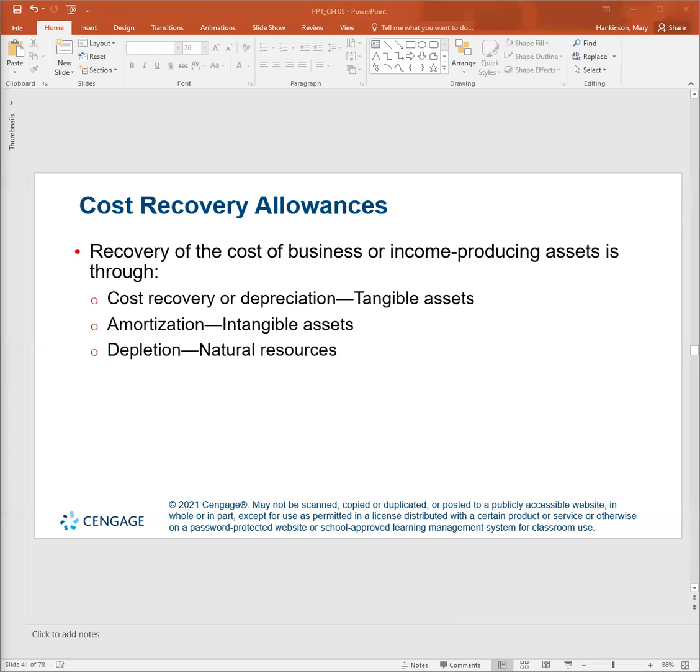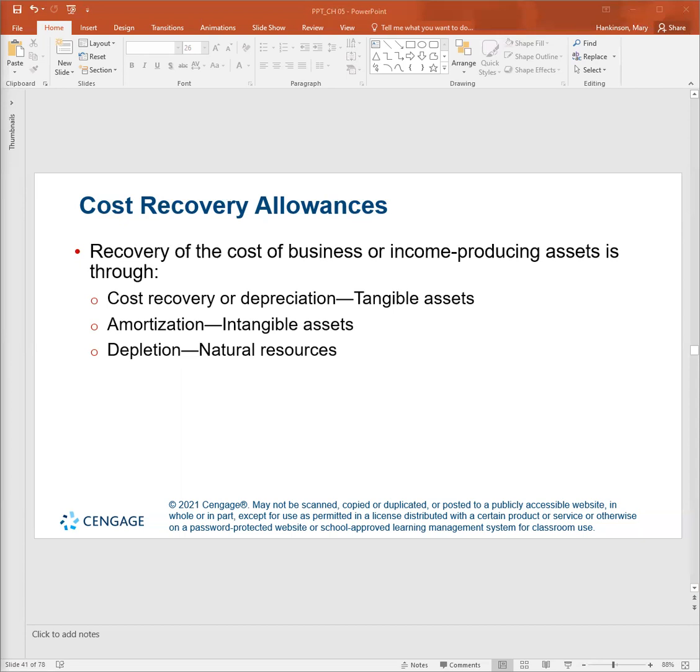The accelerated cost recovery system allowed the recovery of cost over artificially shortened recovery periods with broader availability of accelerated methods. In 1986, Congress made modifications to this system, which resulted in the modified accelerated cost recovery system.